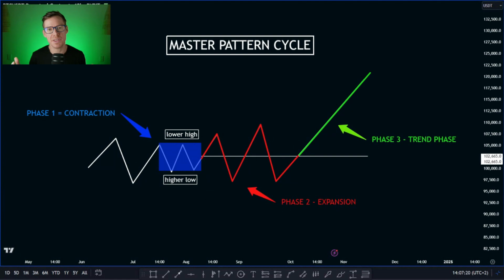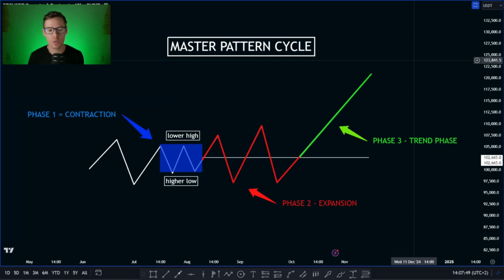In order to discover the best places to enter on your chart, it's important to know what the master pattern cycle is. The master pattern is one of the most important patterns that exist in the financial markets. And once you learn this, you'll begin to see this on the charts everywhere. But this is critical in understanding the best places to get your entries. If you look at the chart over here, we've got a 3-phase cycle. Phase 1, contraction. Phase 2, expansion, and phase 3 is the trend phase. So price is always going through these 3-phase cycles, and it's happening on every different time frame and every asset class. No matter whether it's stocks, crypto, indices, it's happening.